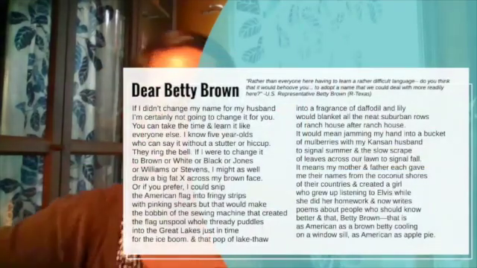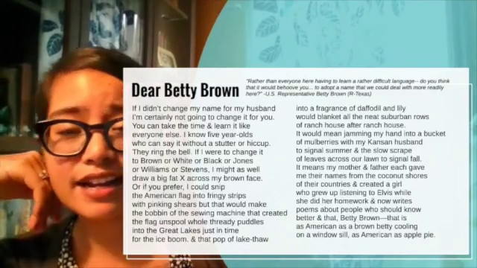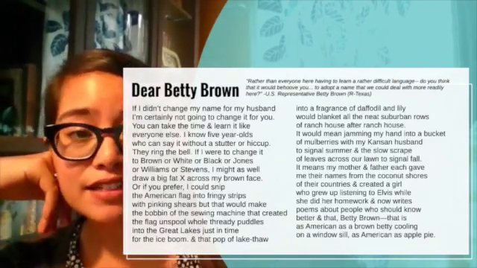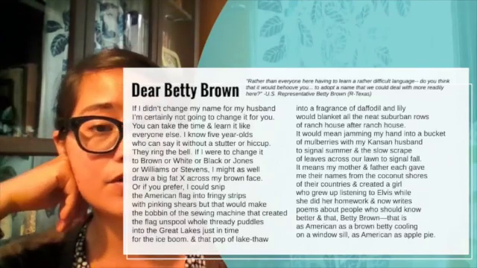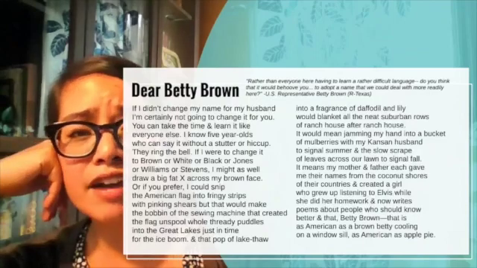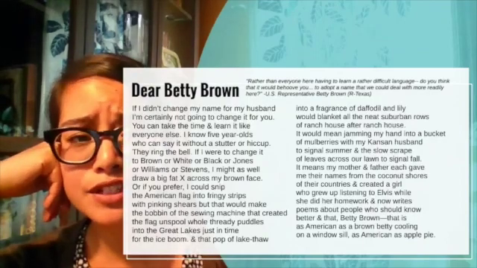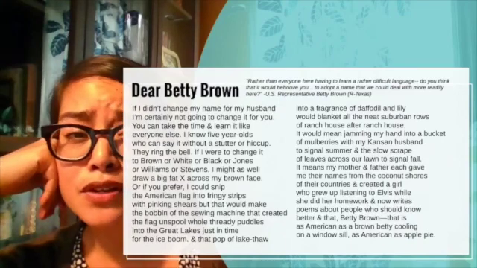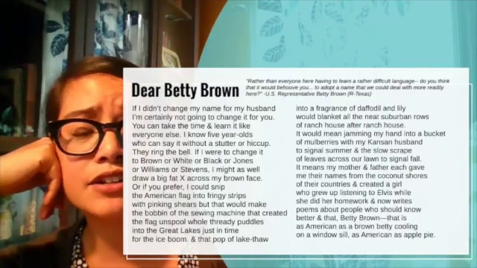This first poem is called Dear Betty Brown. There is an epigraph at the top, which is a quote from U.S. Representative Betty Brown, who is a representative in Texas. The quote says, "Rather than everyone here having to learn a rather difficult language, do you think that it would behoove you to adopt a name that we could deal with more readily here?"